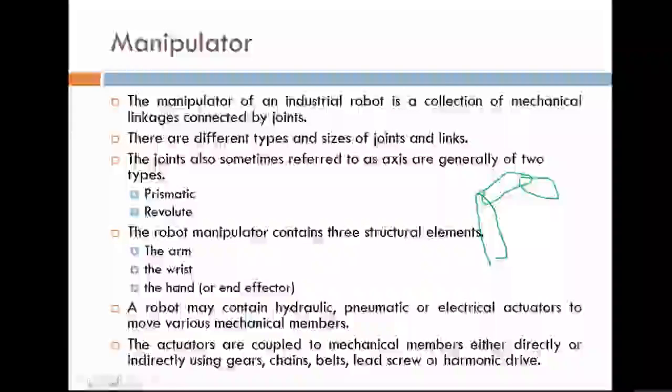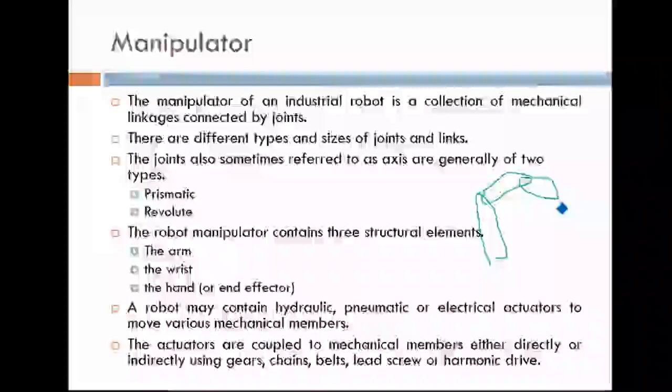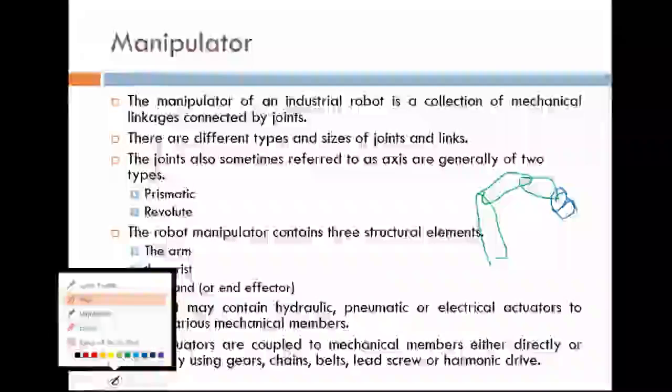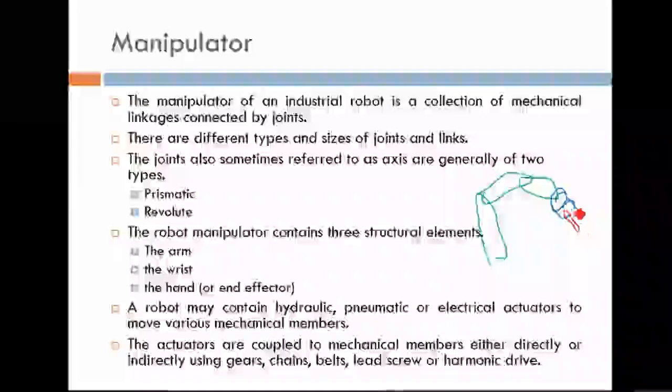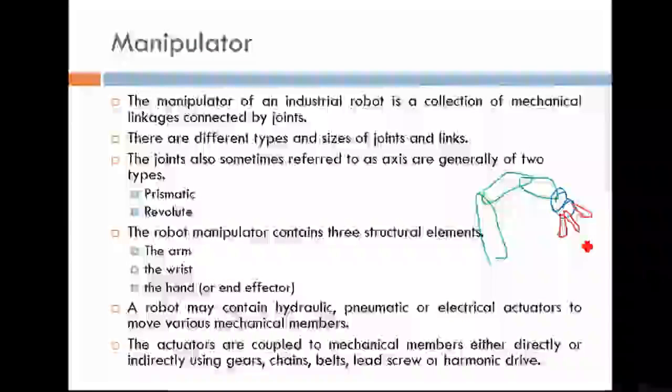This is arm. This is called wrist. And this is the end effector. Basic three-stage structural element. The green one is the arm, the blue one is the wrist, and the red one is our end effector.